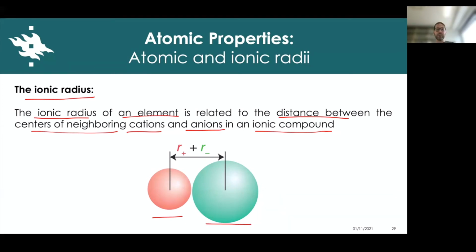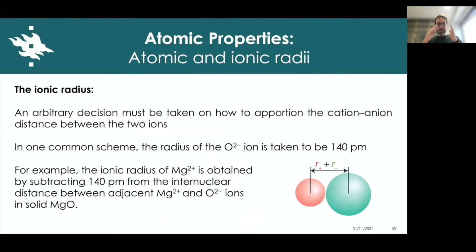So therefore we measure this distance, and from this distance, we can obtain the ionic radius. However, in this case, we have different elements, right? A different species, a different element for the cation and a different element for the anion. And because of this, we have to make an approximation or an arbitrary decision. So how can we figure out, or how can we estimate or define the distances there in a combination of a cation and an anion?